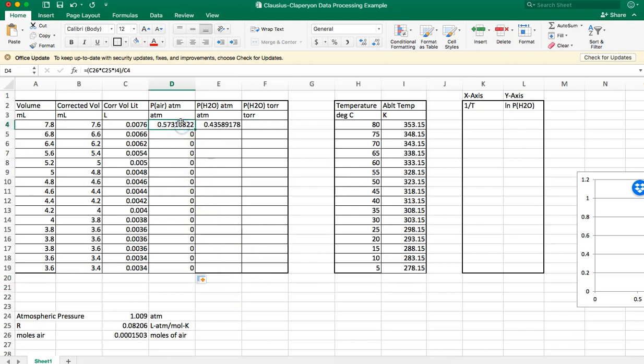So let's take a look at what Excel did. Here everything makes sense, right? There's my moles of air, there's my R, there's my absolute temperature, and there's my corrected volume. That makes all good sense. We take a look at this cell now.